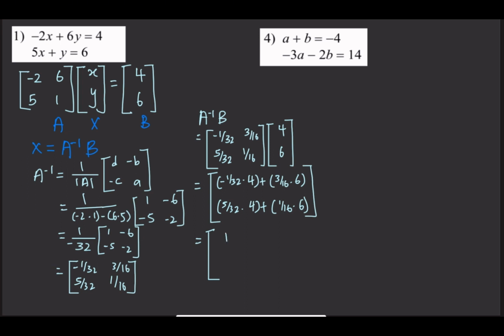We get 1. So therefore x equals 1 and y equals 1. If you try to input negative 2 times 1 plus 6 times 1 equal to 4, that is correct. 5 multiplied by 1 plus 1 equal to 6, and that is correct as well. And that is how you verify your answer, alright?